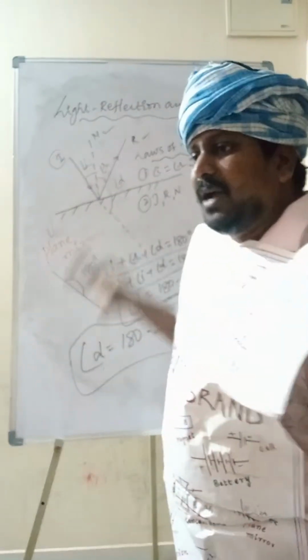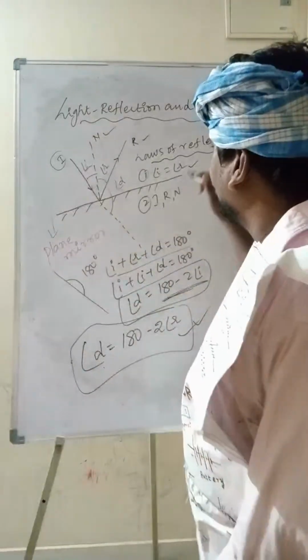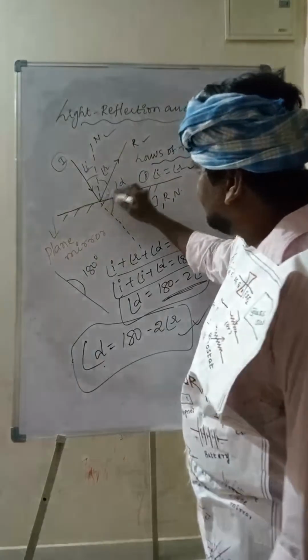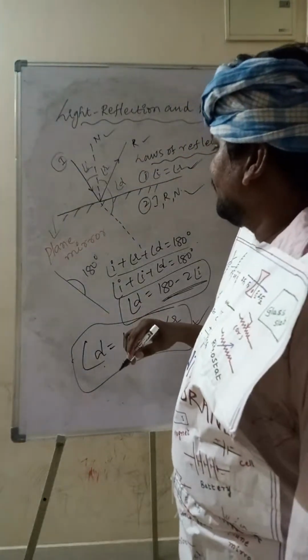The bouncing back of the light is called reflection. Coming to the laws of reflection: angle of incidence equals angle of reflection. The incident ray, reflected ray, and normal line lie on the same plane.